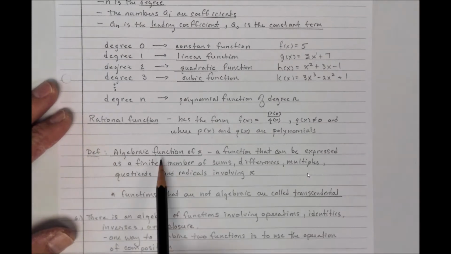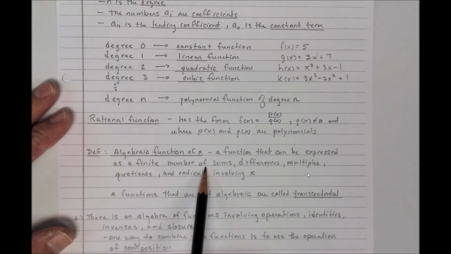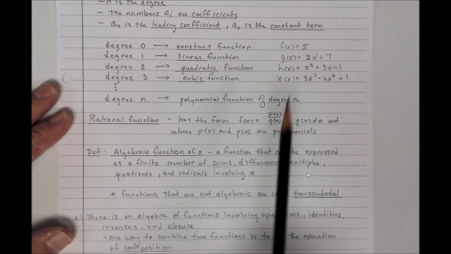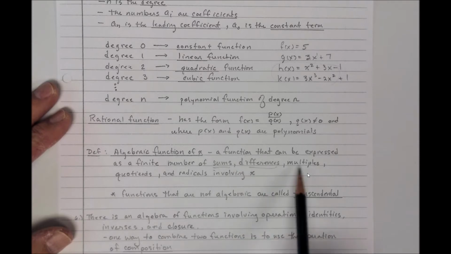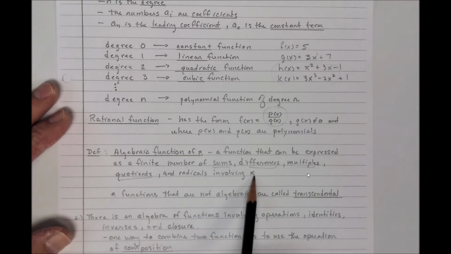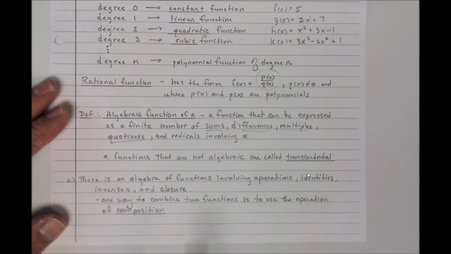Definition: an algebraic function of x is a function that can be expressed as a finite number of sums and differences, multiples, quotients, like I have right here, and radicals that involve x. Functions that are not algebraic are referred to as transcendental. There's a good word for you.